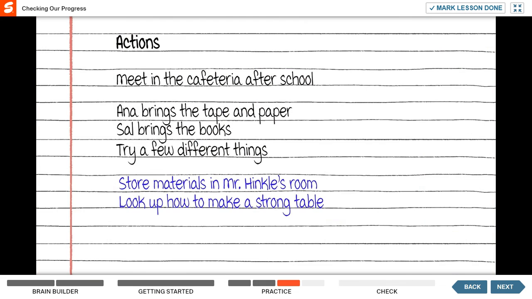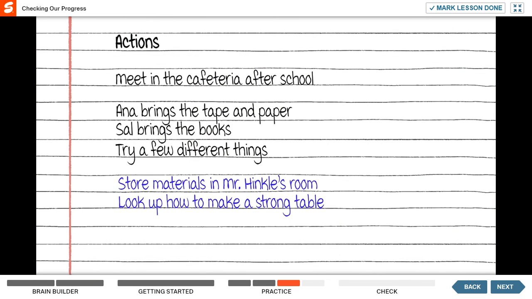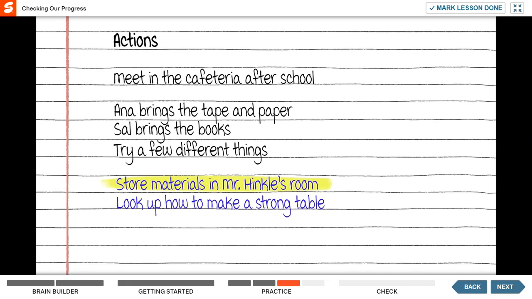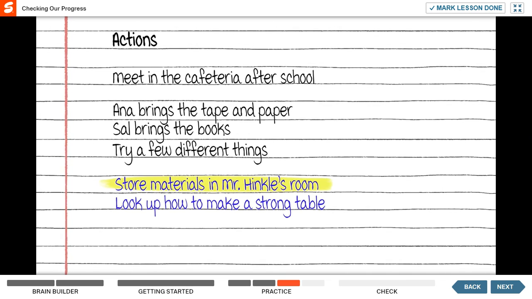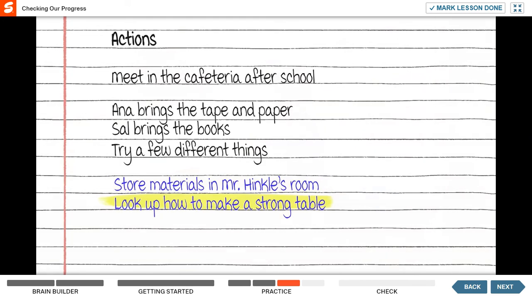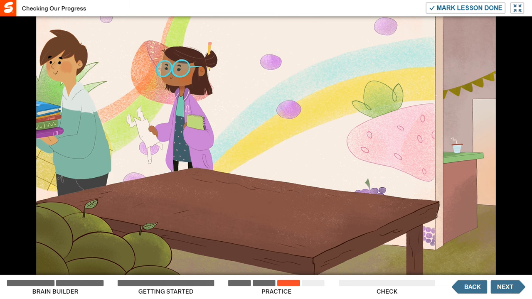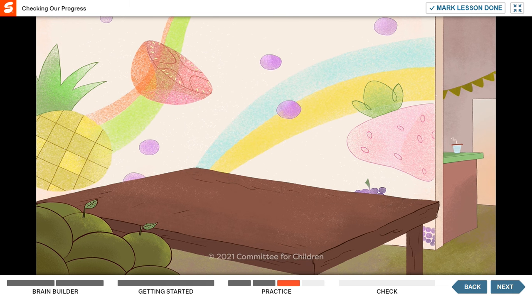Okay, here's our new plan. We'll keep meeting in the cafeteria. We'll bring the same stuff we were bringing before, and this time we'll store it in Mr. Hinkle's room. But first, we'll need to look up how to make our designs super strong. Cool. Let's start in the library. I think I saw a book last week that can help us.